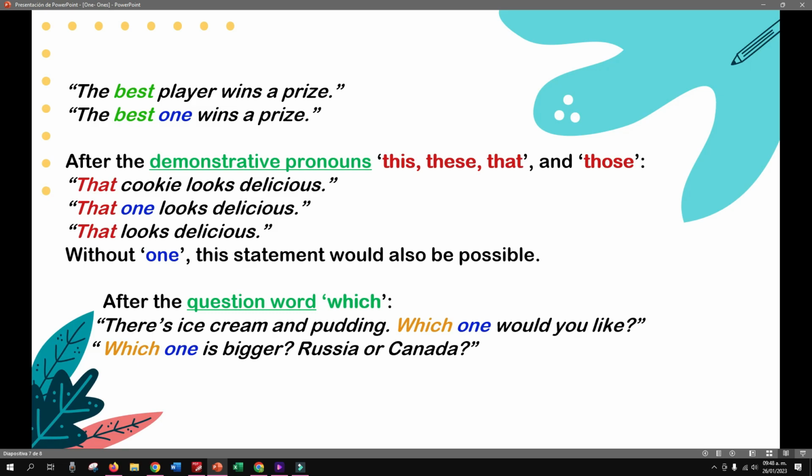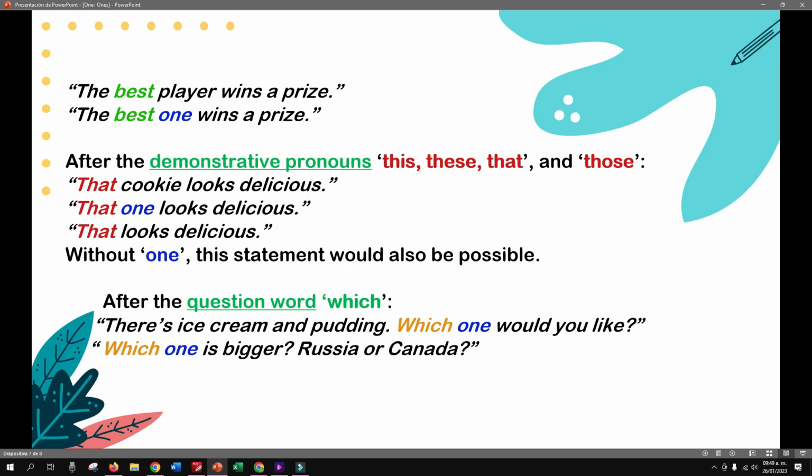Perfect. Thank you, Mr. Davy. So there you have another example, right? The best player wins a prize. You know, best, that is an adjective, right? So the best one wins a prize. You replace what? Replacing what? Player, right? So the best one.